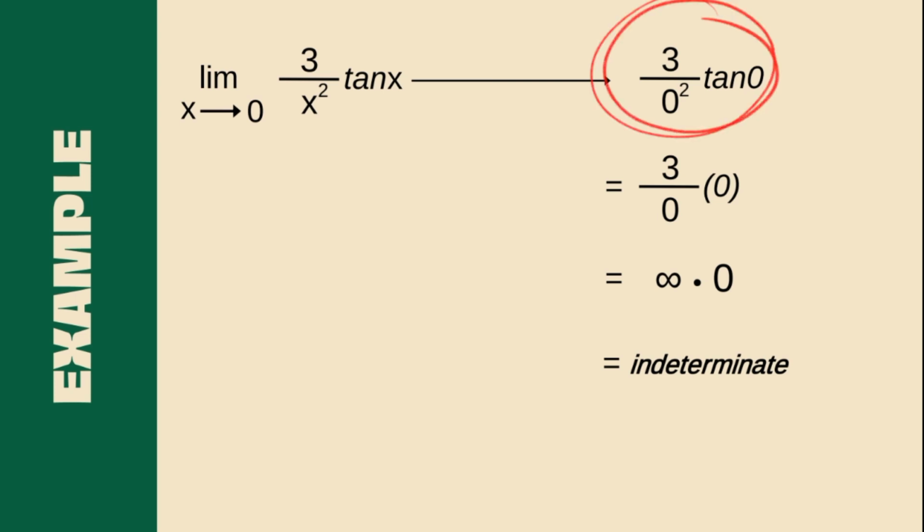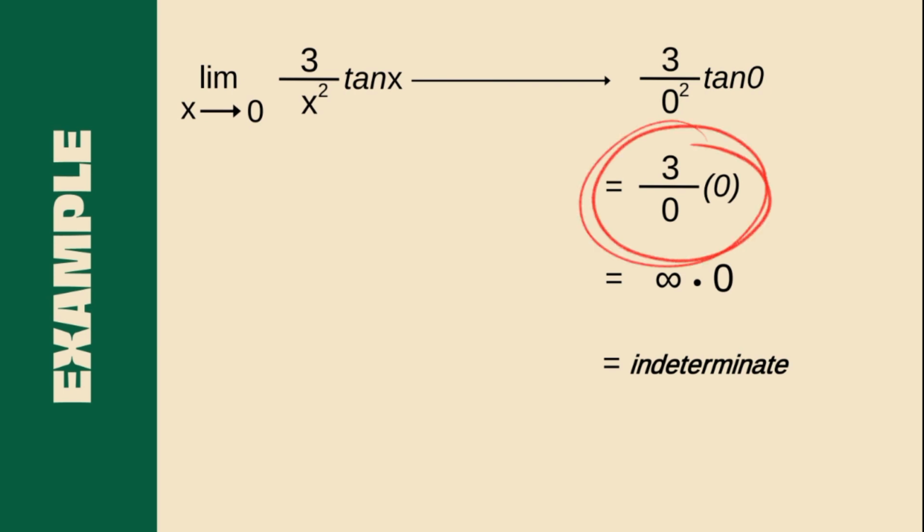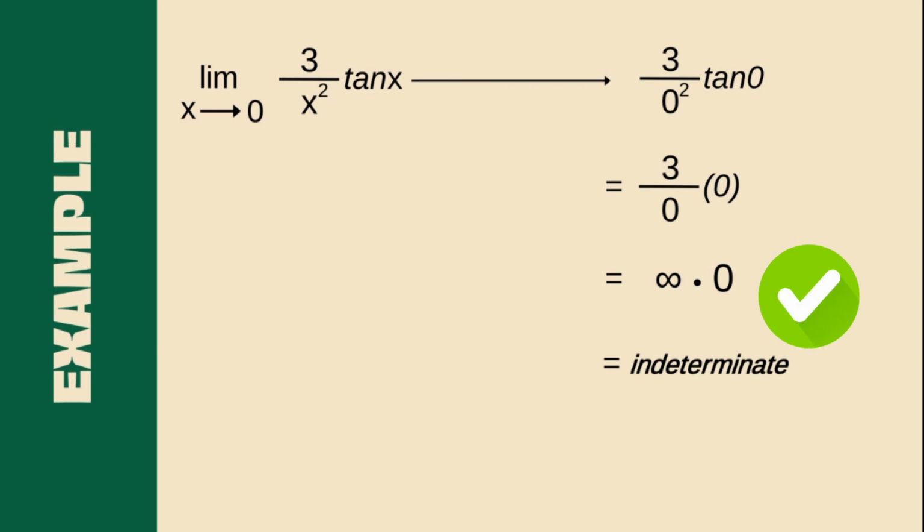Since 0 squared is equivalent to 0 and tangent 0 is also 0, the function will become 3 over 0 tangent 0. Now, 3 over 0 here is equivalent to infinity and tangent 0 is 0. Always remember that if the numerator is not equal to 0 but the denominator is 0, the simplified form of that function is infinity. Therefore, in this limit, the answer is 0 multiplied to infinity. The question is, how can we find the limit of a function if the resulting answer is an indeterminate form?